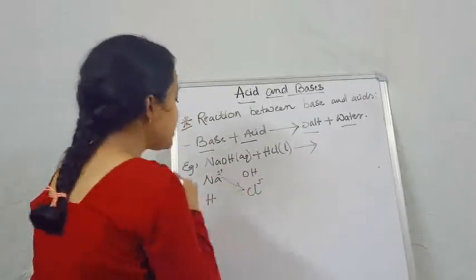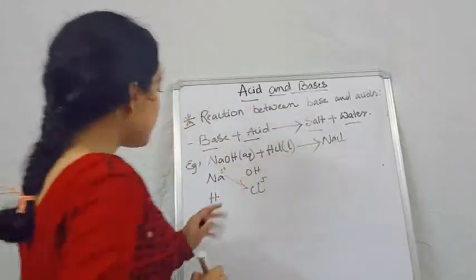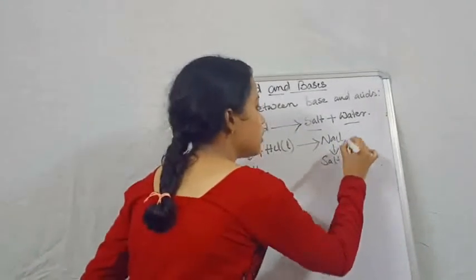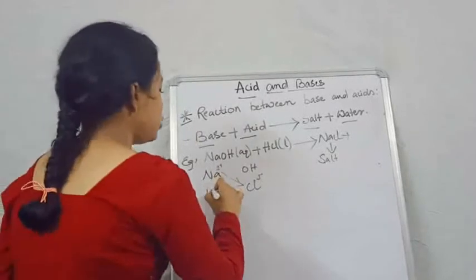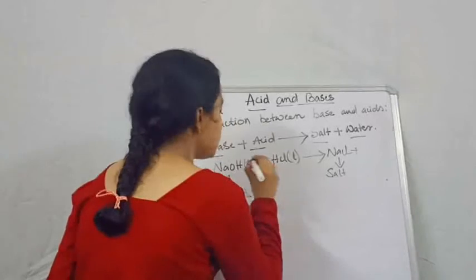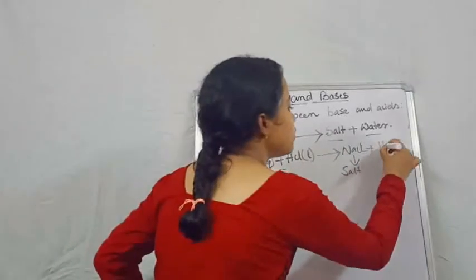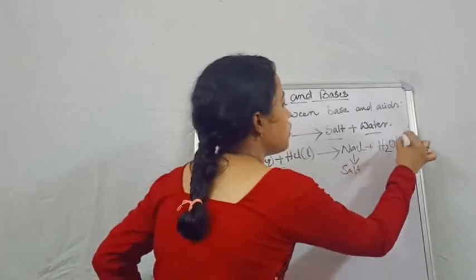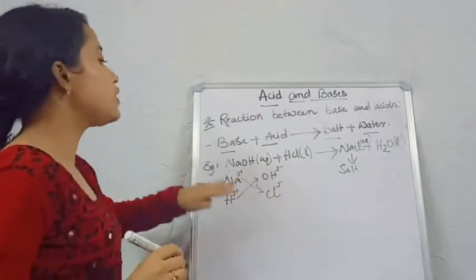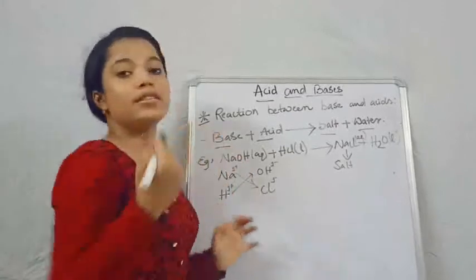Now sodium has a plus 1 charge and chlorine has a minus 1 charge. So they obviously react to form NaCl. Now this is the salt that we required. Again, H has a plus 1 charge, hydroxide has a minus 1 charge, and these two react to form water. So this is an interesting and also easy equation too. Now we will go to our next equation.